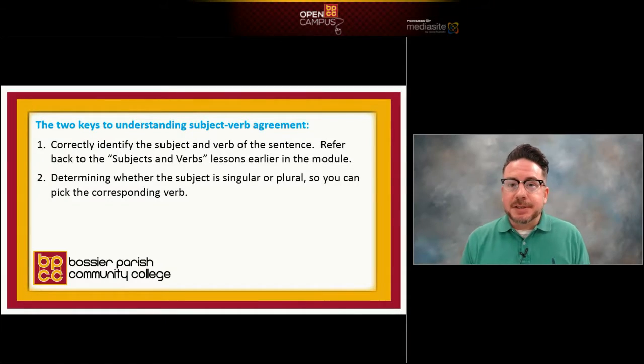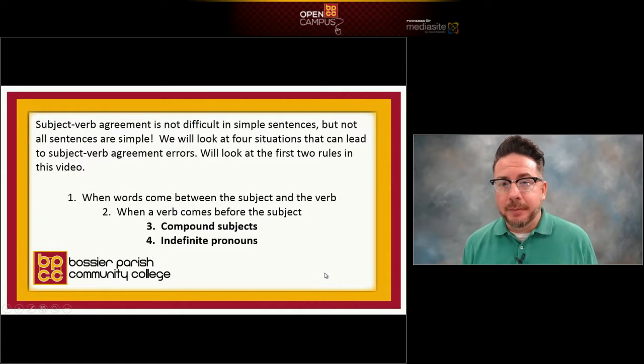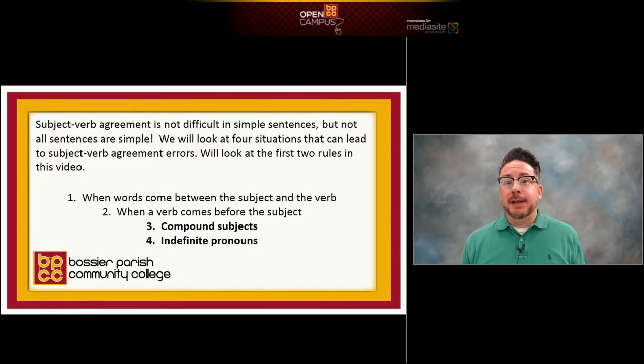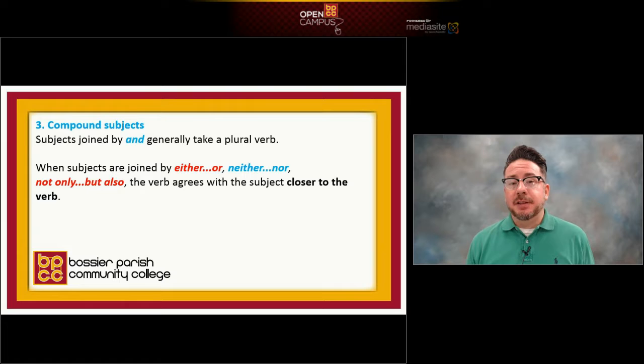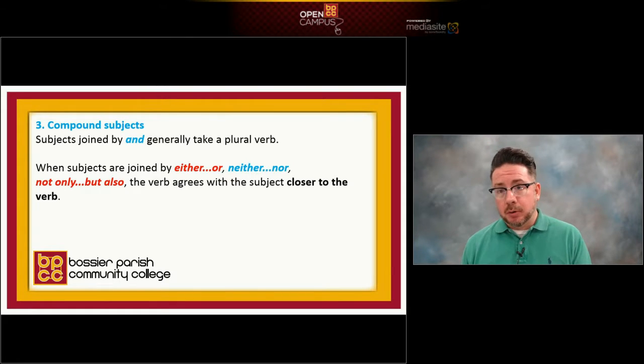We are still discussing subject-verb agreement. There are two keys to determining subject-verb agreement. The first is that we have to correctly identify the subject and verb in a sentence. Once we have done that, then we check the subject to see if it's singular or plural. Based on that, we pick the verb that matches. So we are going to look at two more rules for subject-verb agreement in this video.